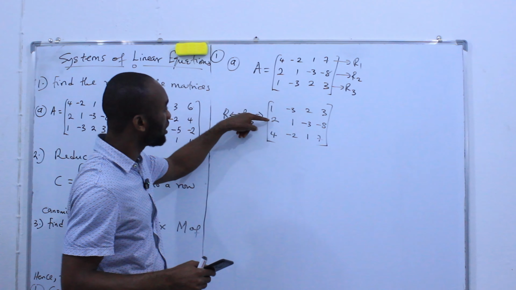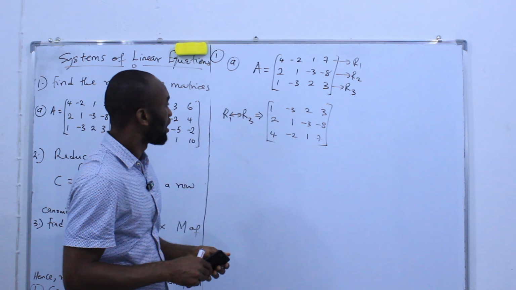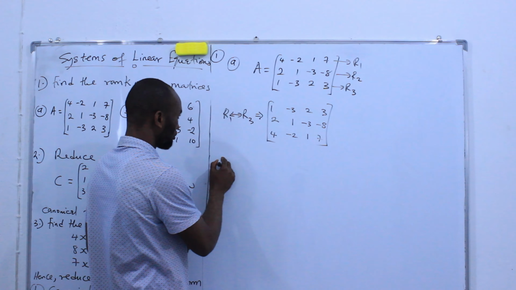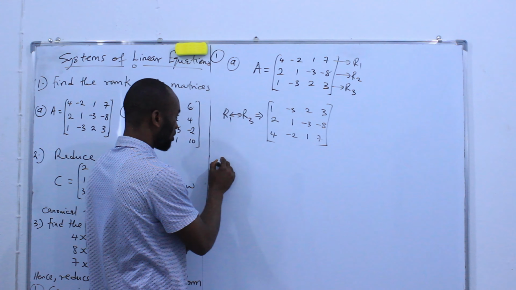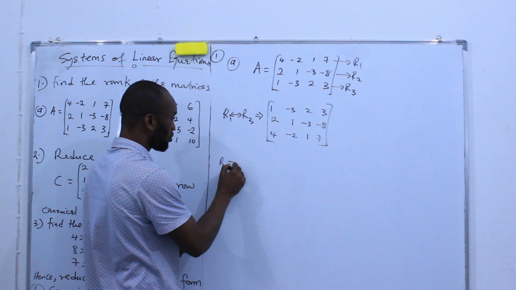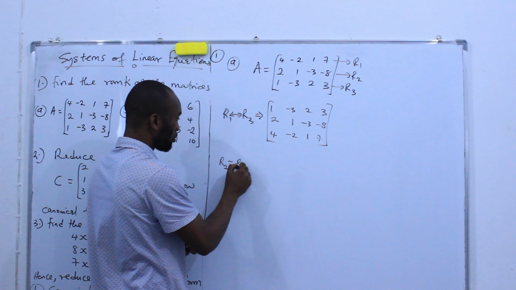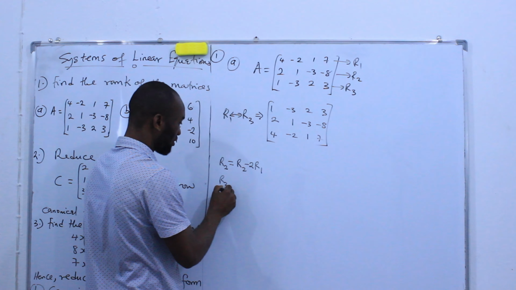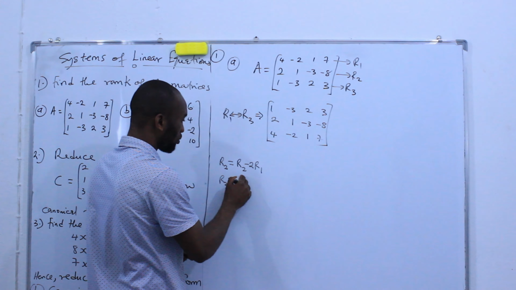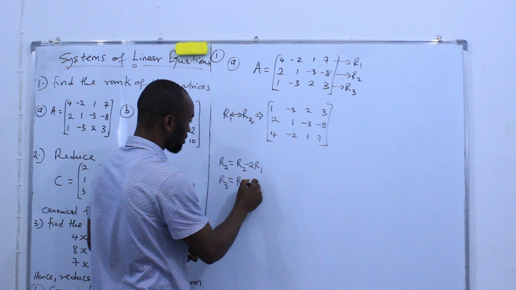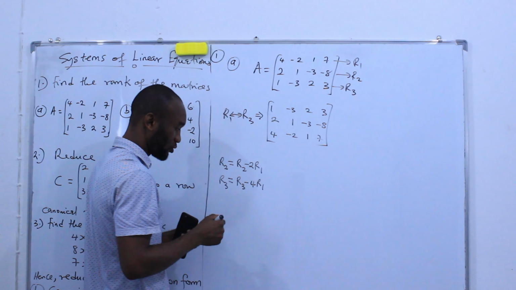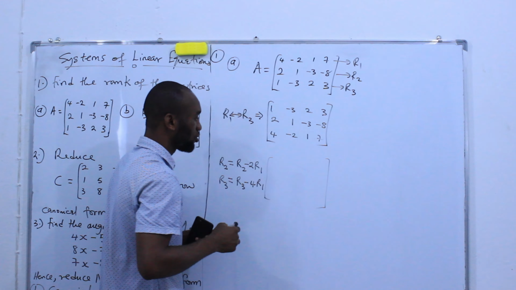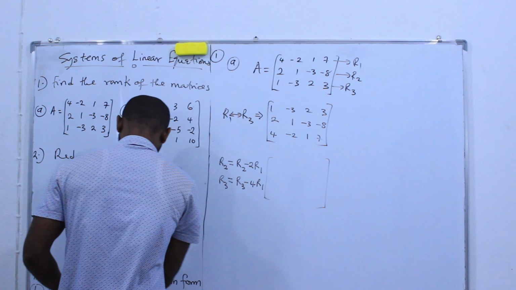This will help us to eliminate these entries and make them zeros. So we're going to have row 2 equal to row 2 minus 2 row 1, and also row 3 equal to row 3 minus 4 row 1. Using row 1 to do these things, I'm going to do the operation quickly.